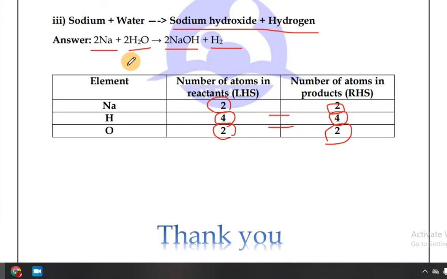Okay, and this is how we have to convert the given statement into its element form, into its symbol form, and then we have to draw a tabular column like this, and check whether the number of atoms present in the reactant is equal to the number of atoms present in the product side. If both are equal, then we can say the equation is balanced.